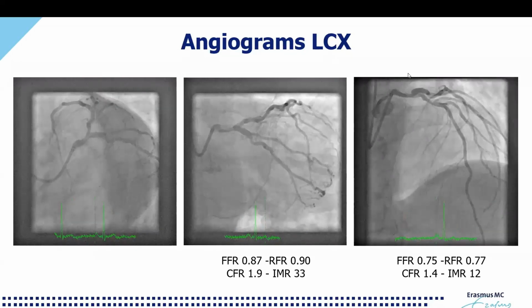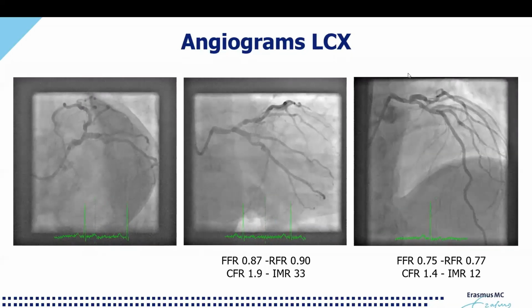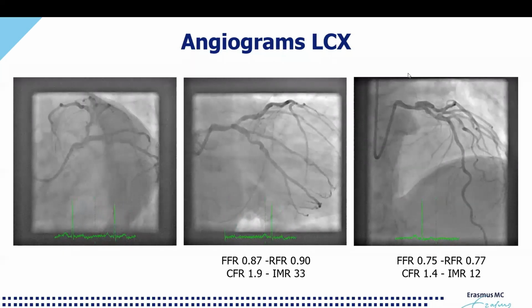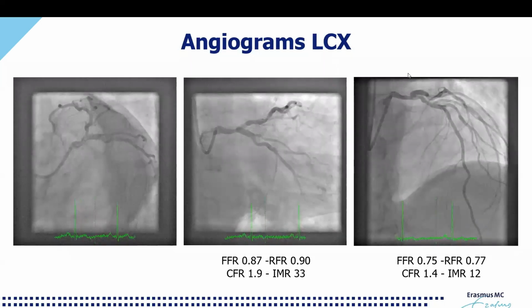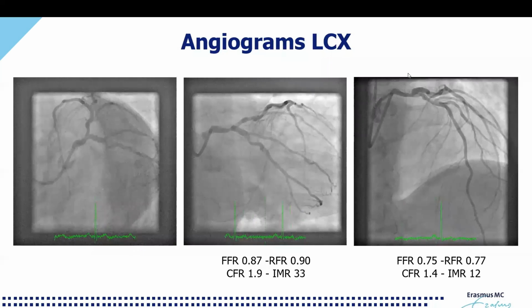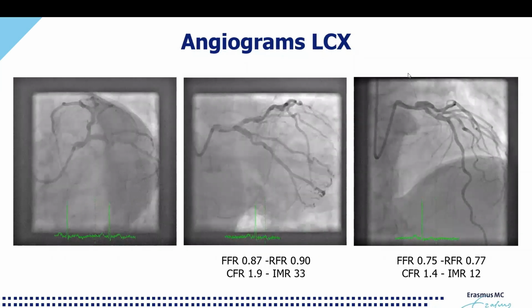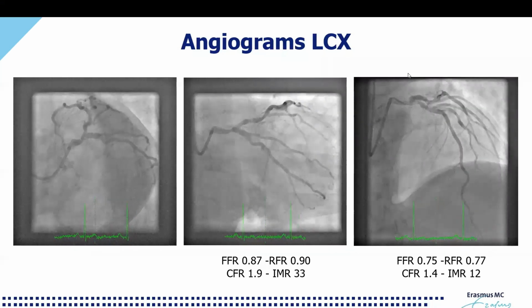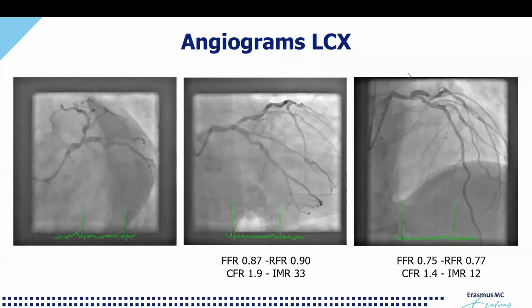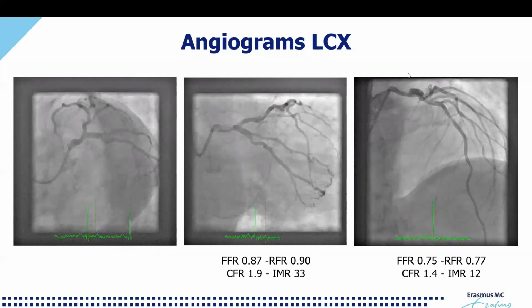The same measurements were done with the LAD. There we have a significant FFR, 0.75, and an RFR of 0.77. Actually, if I see this and we have an RFR already of 0.77, I think that making an FFR maybe, we know already. CFR 1.4, and IMR also is not what it should be. So I think this is interesting.